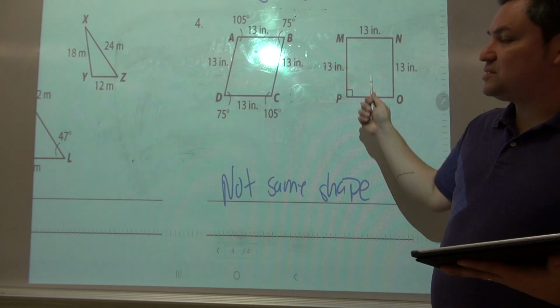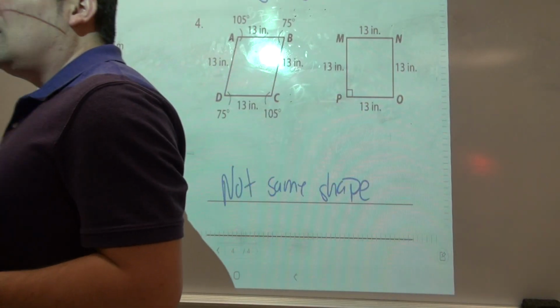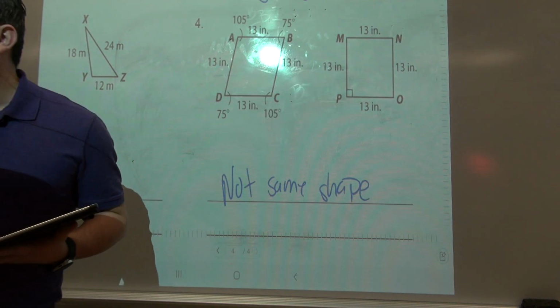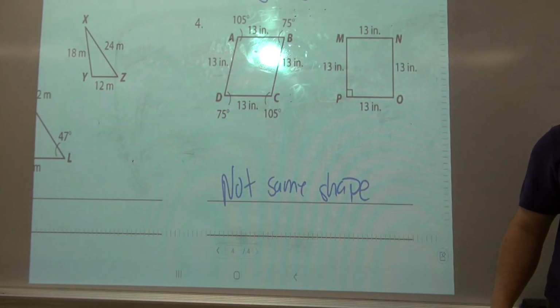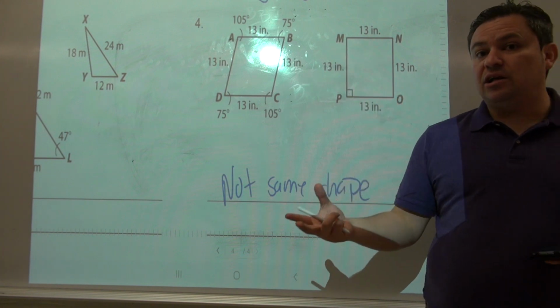These are 90s. What's the sum of the angles of a square? 90, 90, 90, 90, that's 360. Okay? You need to know that. The four corners are the same thing on a rectangle, right?